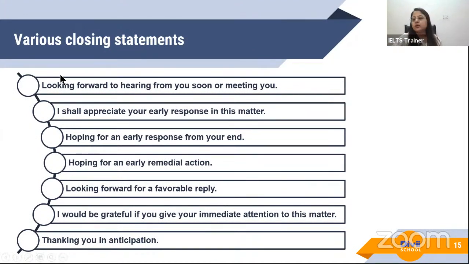So we have different closing statements over here. After the conclusion statement, you have to sign off the letter by writing one closing statement. For example: looking forward to hearing from you soon, and/or meeting you, which depends on the time. And you can write, I appreciate or I shall appreciate your early response in this matter, or hoping for an early response from your end, hoping for an early remedial action, looking forward to a favorable reply.